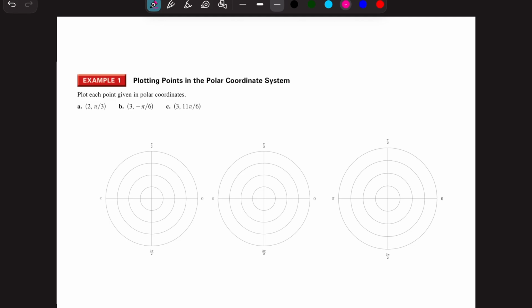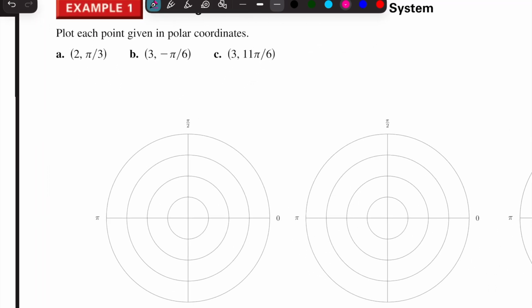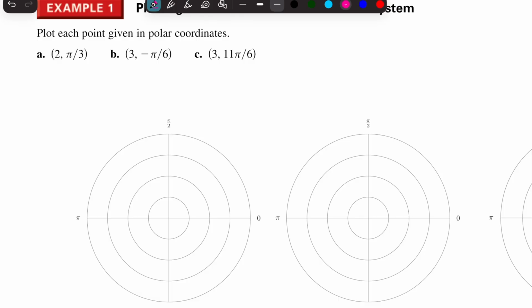All right, so let's do an example. Just practice plotting some polar coordinates. This is called a polar plane, and it just has concentric circles. Each one represents one unit, and it just makes it a little easier to plot polar coordinates. So I'll show you why that is. Okay, so we want to go to pi over 3. We're going to plot the point 2, comma pi over 3.